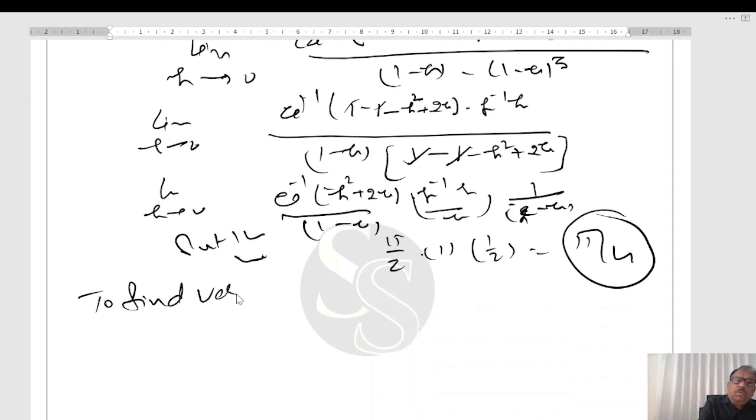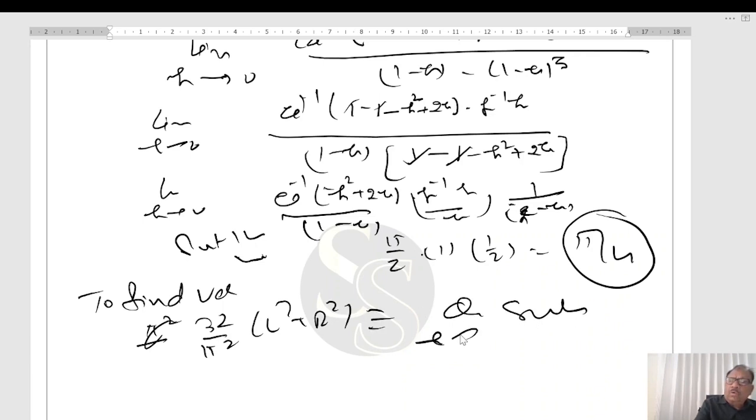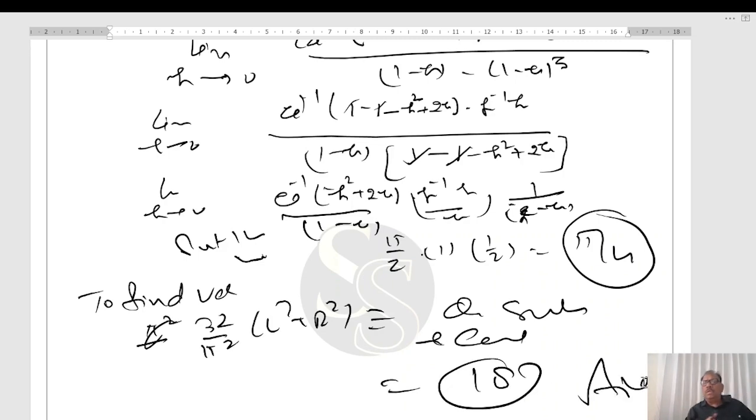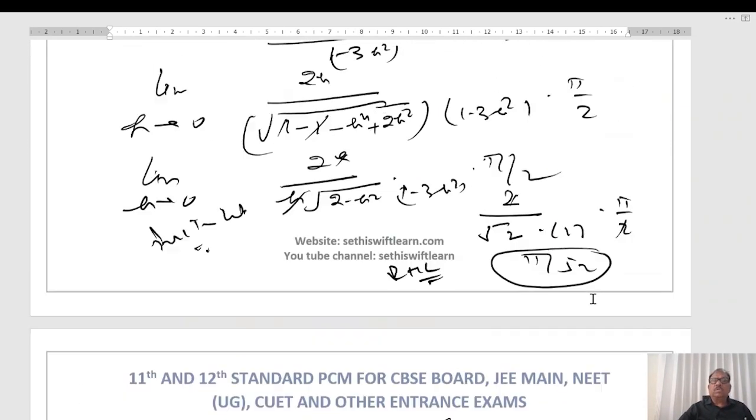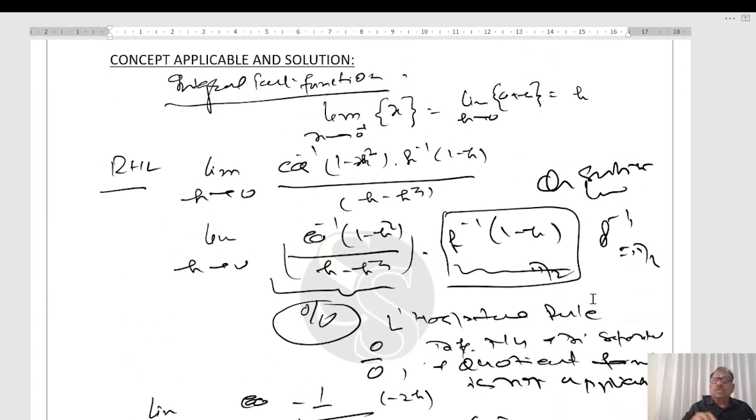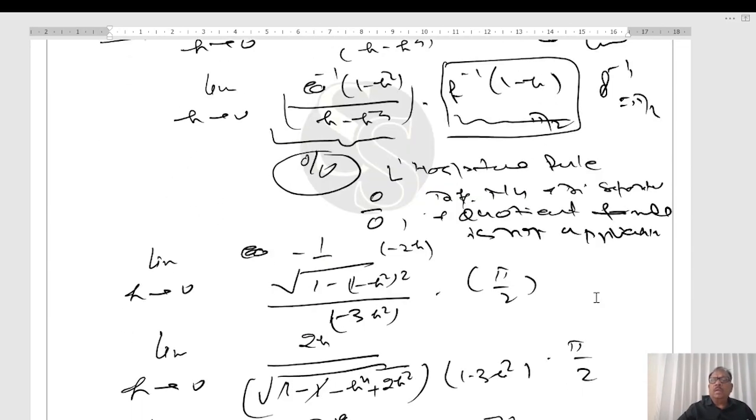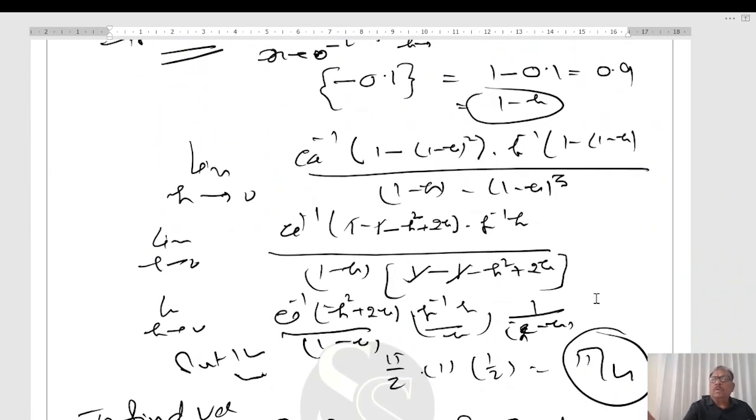To find the value of (pi square by 32) divided by pi square, L square plus R square, on substituting and calculating, we get 18 as the answer. In this case, the simple concept applicable was: before taking the limit, remove the integral part function, then simplify it. A very simple question. Now, next question.